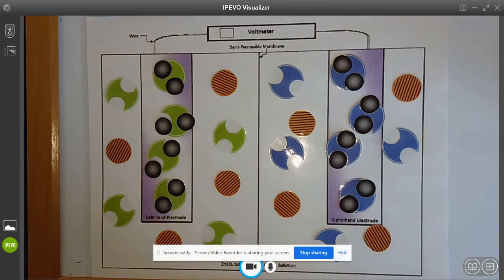Okay, today we're going to look at the voltaic cell. So I asked you to cut out pieces, and I want you to set up your pieces so that they look exactly like my picture here. So I suggest you pause the video and set this up.